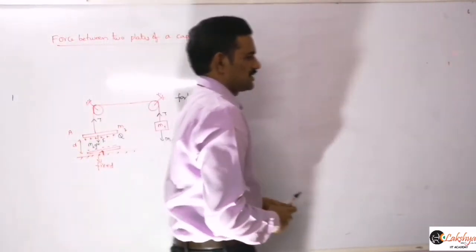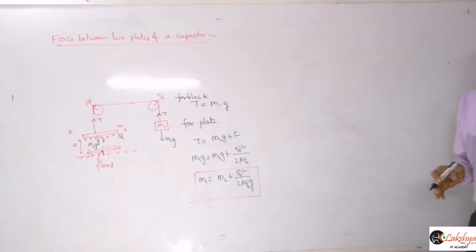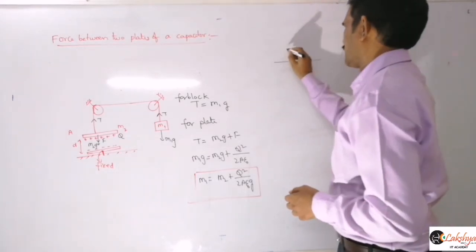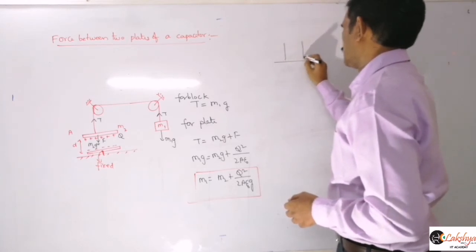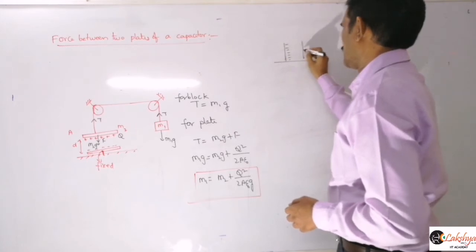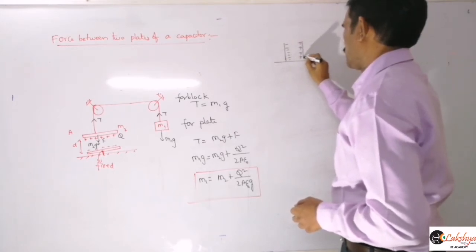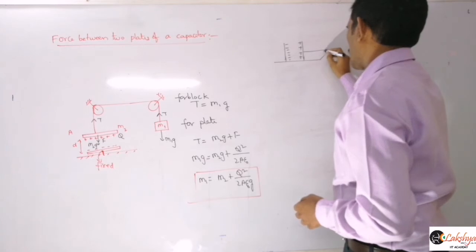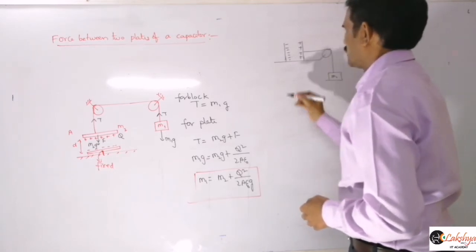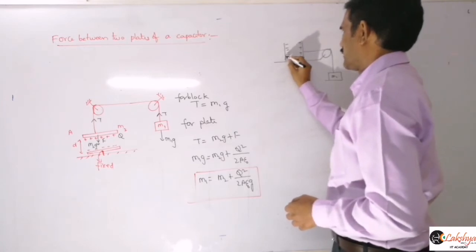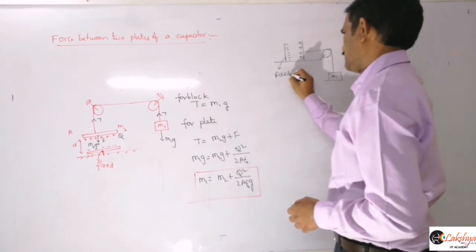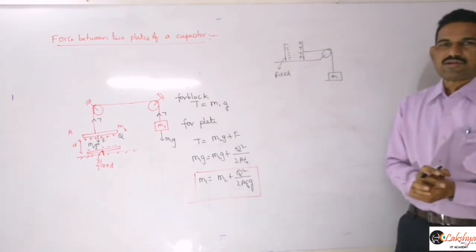If it is the same problem, they may give the capacitor placed vertically like this on the plates. They will give the same system like this. One plate is fixed here, and this plate is a movable plate connected to this pulley arrangement here. Now the same question. This plate is a fixed plate and the other plate is free to move.